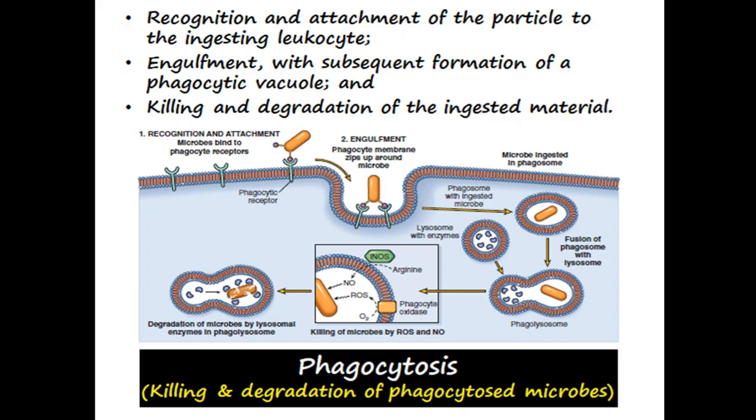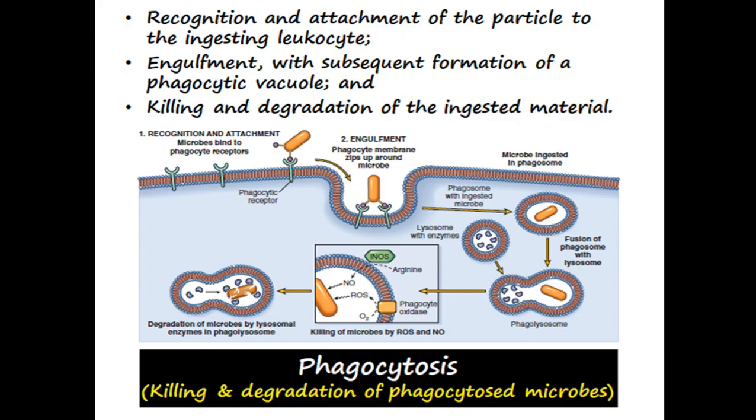Now, the cytoplasm of the leukocytes also contains vesicles known as the lysosomes, and as we know, inside these lysosomes there are hydrolytic enzymes. And what happens next is that the phagosome, which is formed and containing the microbe, fuses with the lysosome, and once it fuses with the lysosome, the combined vesicle which contains the lysosomal enzymes as well as the pathogen is known as the phagolysosome.